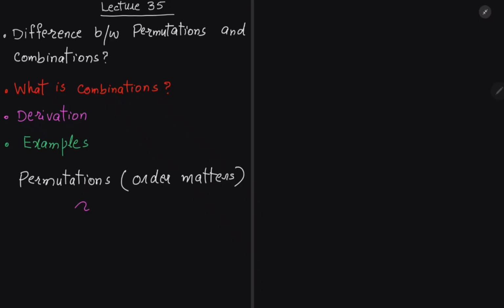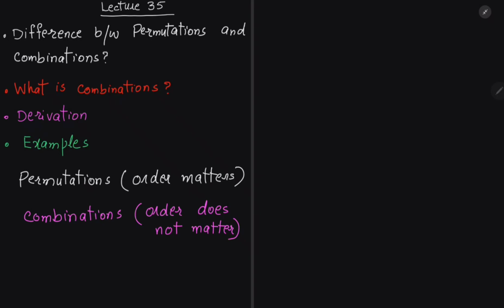The next concept is the combination. So what is the meaning of combinations? We will discuss in detail with some examples and derivations what combinations are. The combination is something where order does not matter. Order does not matter.